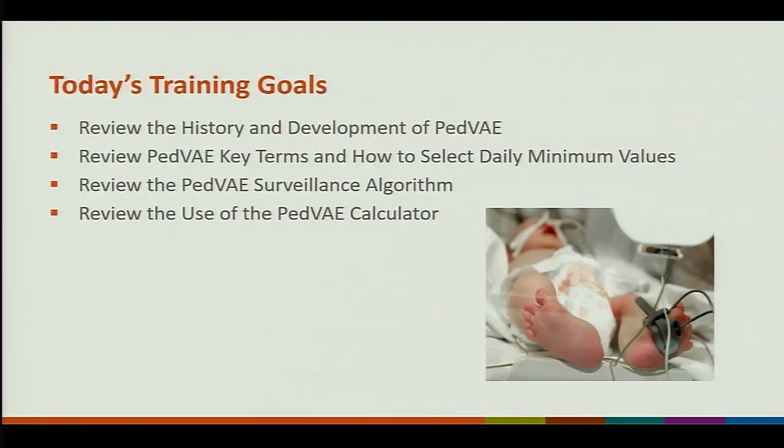So what we're going to do here at the end of the day is review the history and the development of PedVAE, review the key terms and how you select daily minimum values. And that's very important because that's the foundation of meeting the definition. And if you aren't making those determinations accurately, you may be identifying PedVAEs by mistake or missing them. And then we will just take a look at the surveillance algorithm, and I'll give you a little drive-by on the PedVAE calculator.